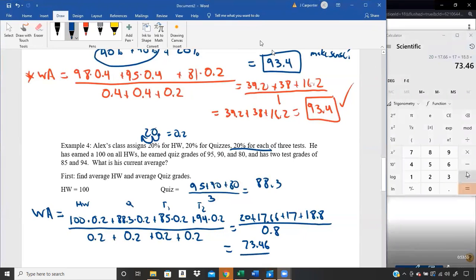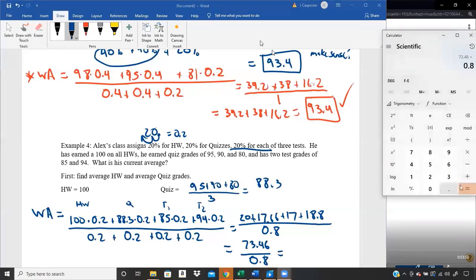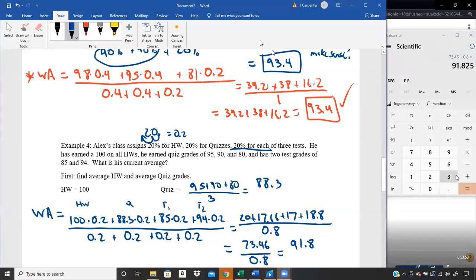73.46. Now somebody might think that's the final grade because they forget about the bottom. They forget to divide by the 0.8. Classic mistake. And you might say, well, Mr. Beckner, that's not a 1. You're right, it's not a 1 because the class isn't finished. The bottom is only a 1 or a 100% if you actually finish a class. We've only accounted for 80% of the grades. So divide by 0.8, and we get 91.825. Let's just round that to a 91.8 because I said 1 decimal earlier. So we have an A, or more specifically, Alex has an A.